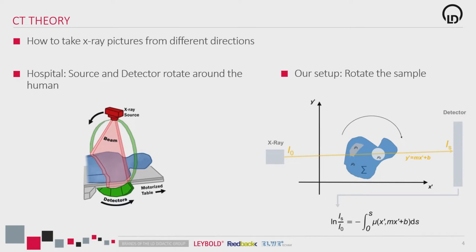Maybe you have been to a hospital and you know in hospital the patient is lying flat on some desk or whatever, and the X-ray tube and the detector are rotating around the patient. In our setup, the X-ray tube and the detector are held fixed in place, and it is the sample that is rotating. So the sample is just rotating around itself, in contrast to what you might know as CT in a hospital, because rotating a human all the way around, upside down, isn't a good idea, especially not if you're lying there with broken bones.